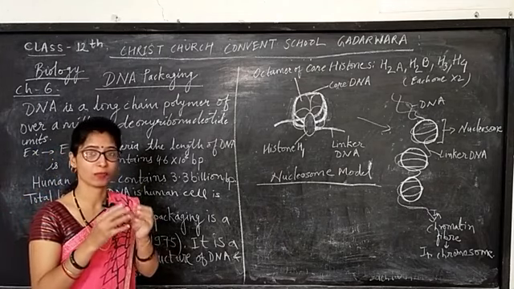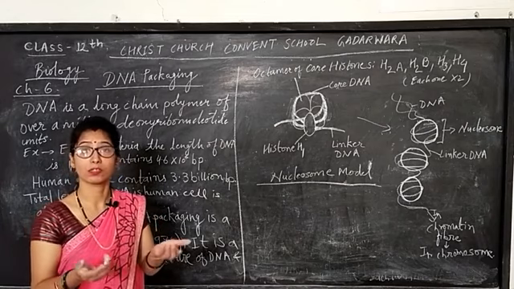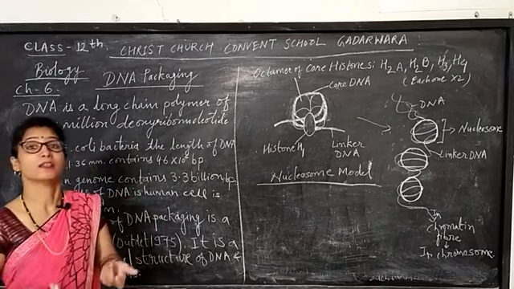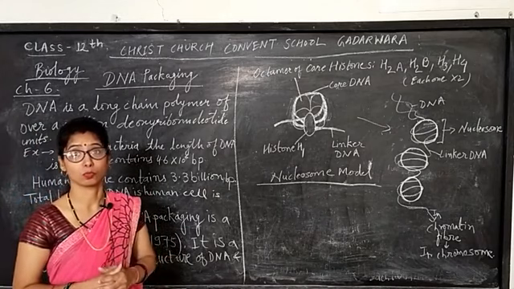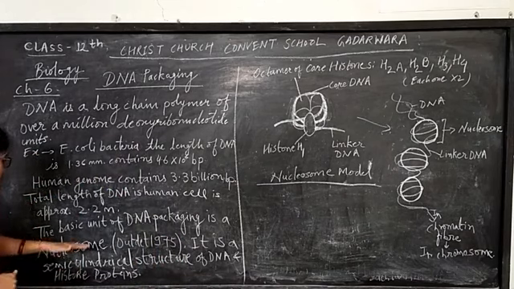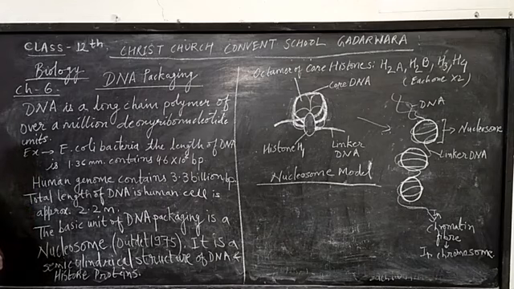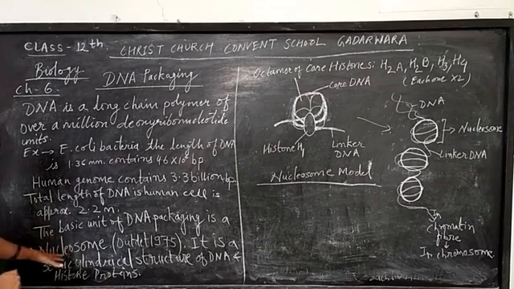So this 2.2 meter long DNA, how is it packed in a chromosome, which is very small in size? It cannot be seen by our eyes. We can see them with the help of an electron microscope. So what is the basic unit of DNA packaging? How is the DNA packed in this nucleus, in this chromosome?